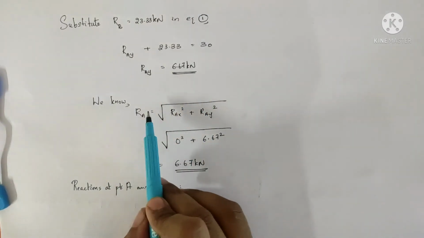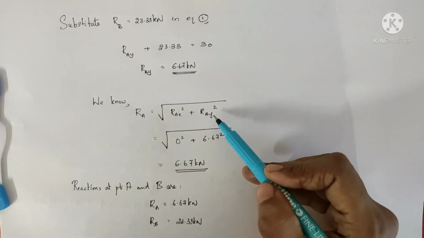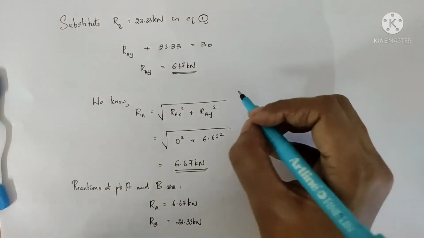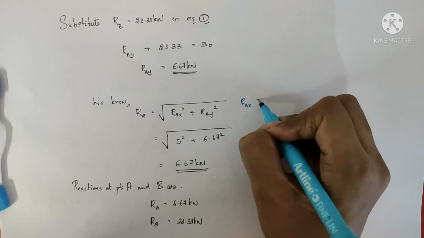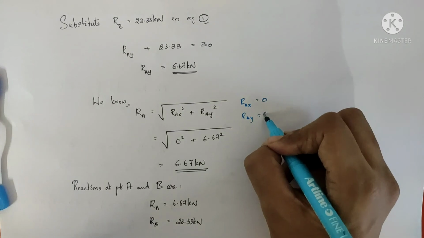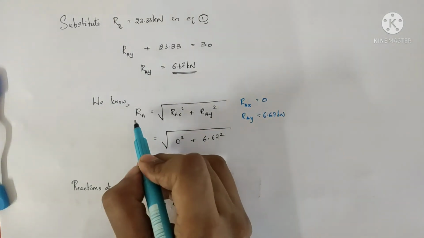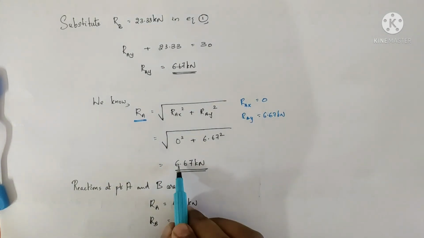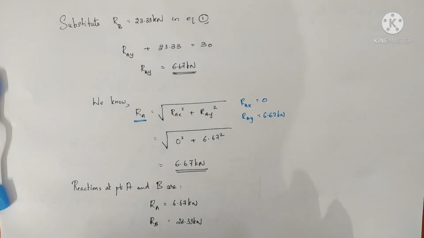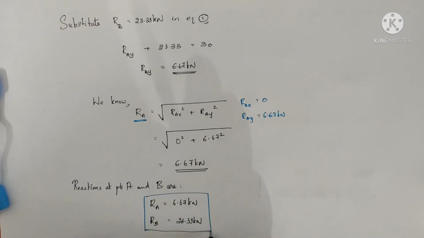We already know RA is equal to root of RAX square plus RAY square. We have found RAX is equal to 0 and RAY is equal to 6.67 kilonewton. Substituting the values, we get the reaction at A as 6.67 kilonewton. So these are the reactions at A and B, RA and RB. Thank you.